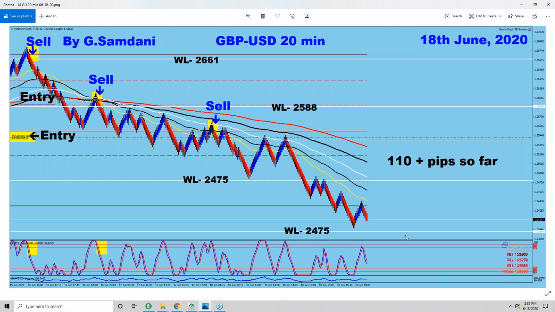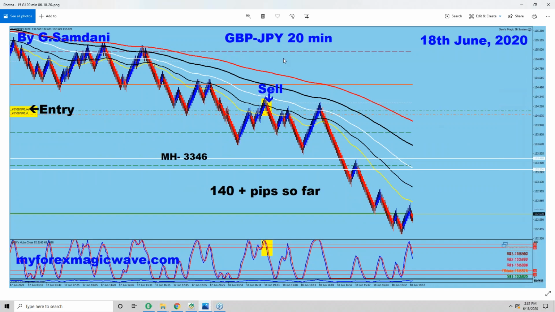What happened? Right in front of you, 110 pip. But even if I miss this one, is this the good entry? Yes. Would I lose here? No. All the way down, right? So, and then look, pound yen. Entry here, positive. Entry here, positive. Entry here, positive. Entry here, positive. Entry here, positive. And this is the one I have right now on.